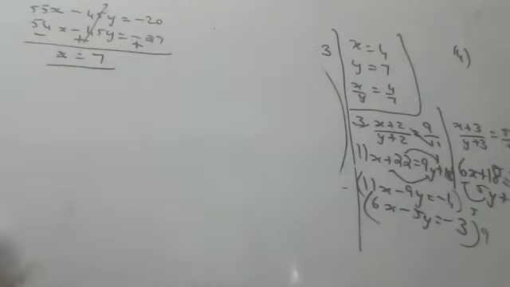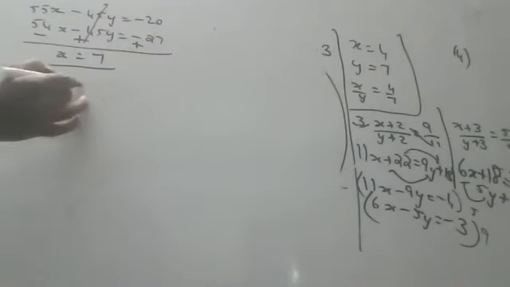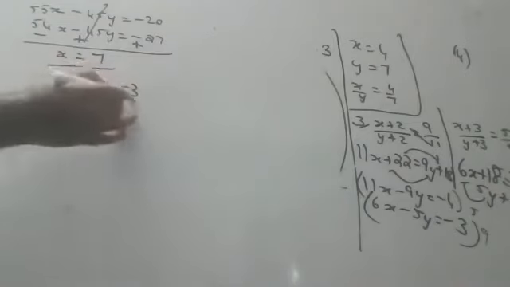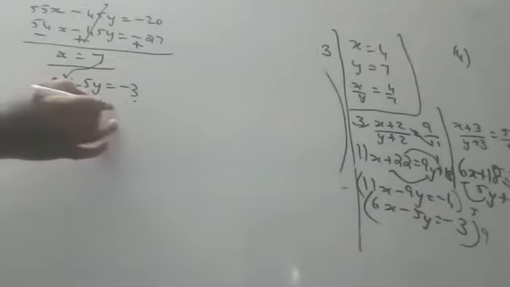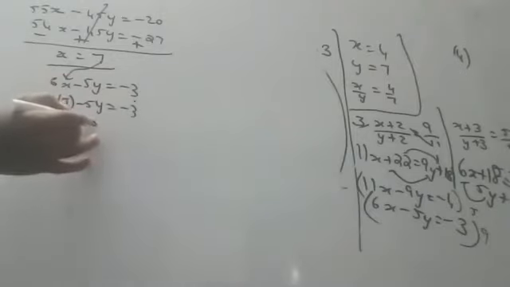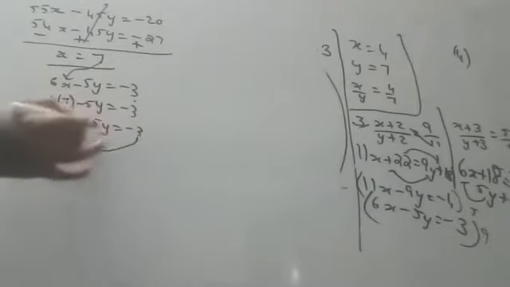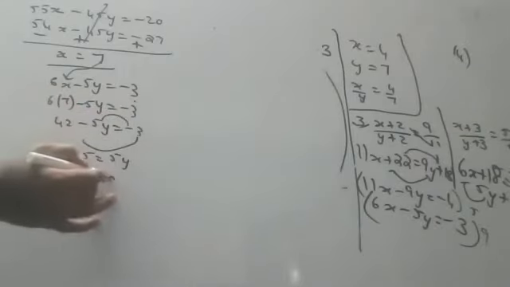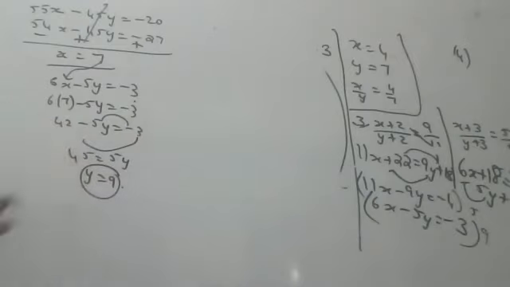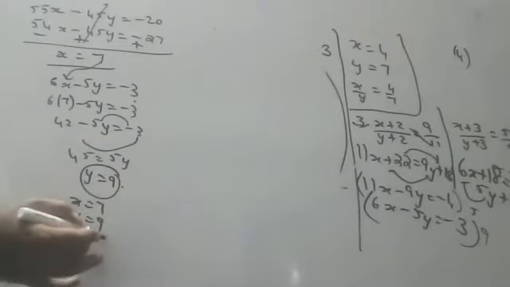Okay, children. Take any small equation. I will take 6x minus 5y is equal to minus 3. Put here x, children. 6 into 7 minus 5y is equal to minus 3. 42 minus 5y is equal to minus 3. This here, this here. 45 is equal to 5y. Y is equal to 9. So what are the answers, children? X is equal to 7, y is equal to 9, and the fraction is going to be 7 by 9.